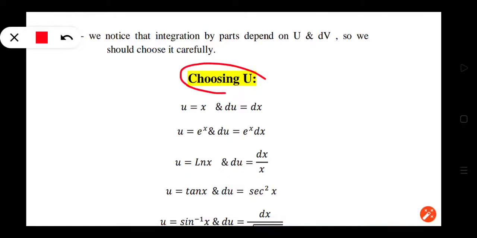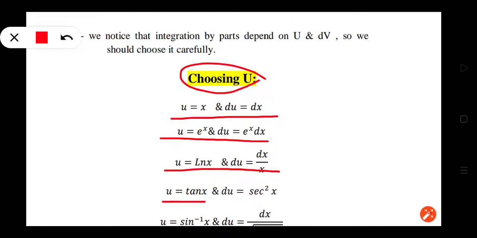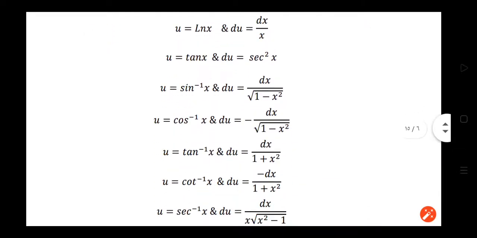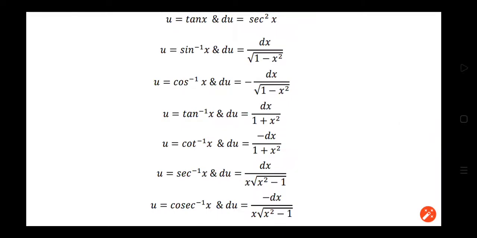Choosing u: if we choose u as x, then du is dx. Choose u as e power x, then du is e power x dx. If we choose u as ln x, then du equals dx over x. If we choose u as tan, then du equals sec squared x dx. And the inverse of trigonometric functions: notice that all inverse of trigonometric functions, we put in u.